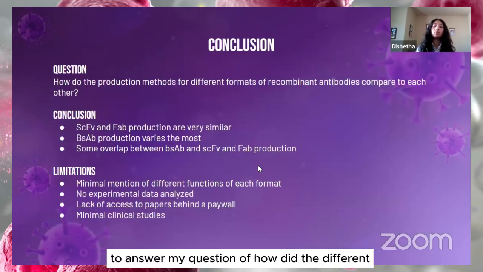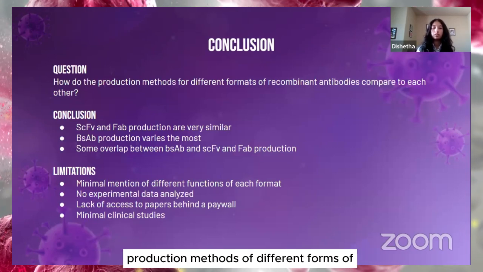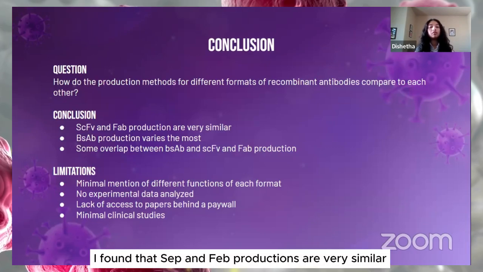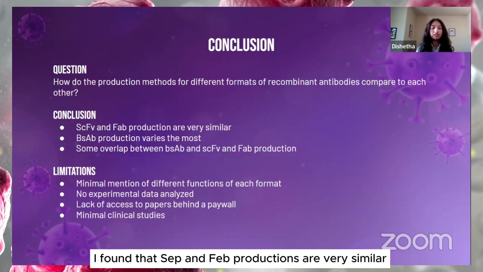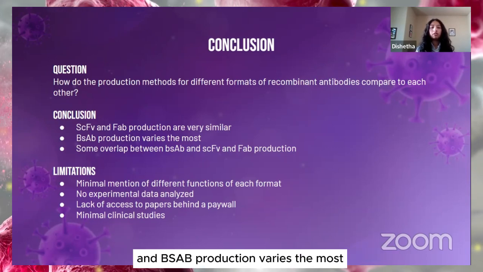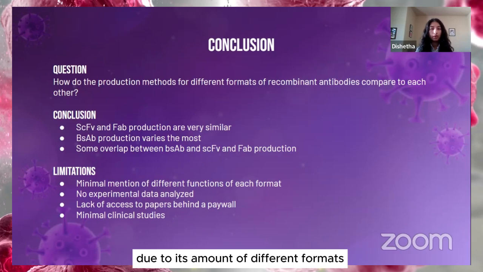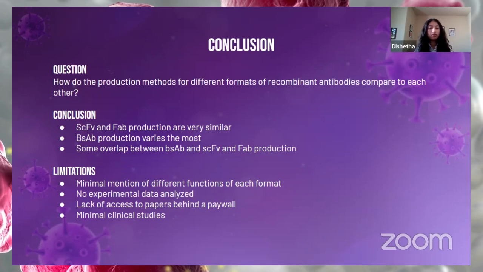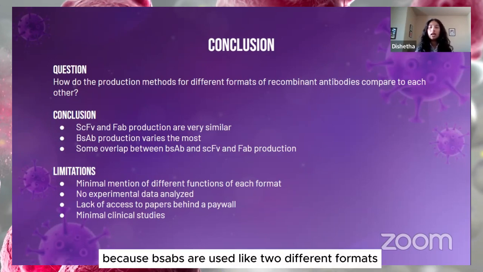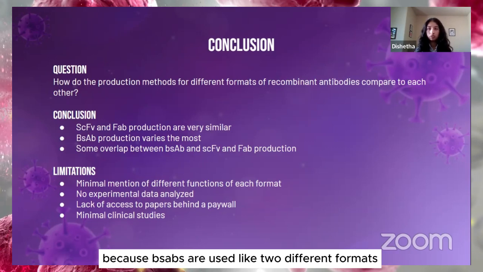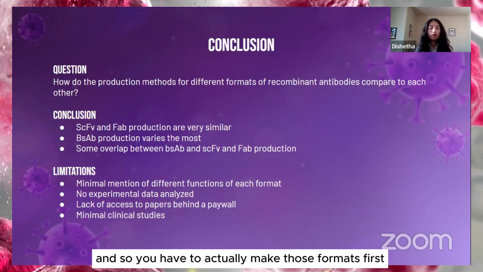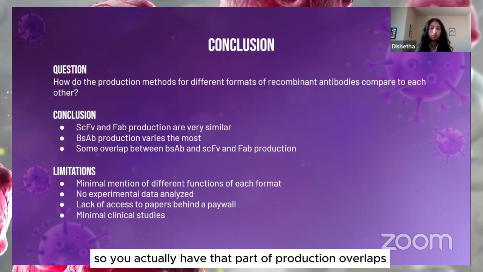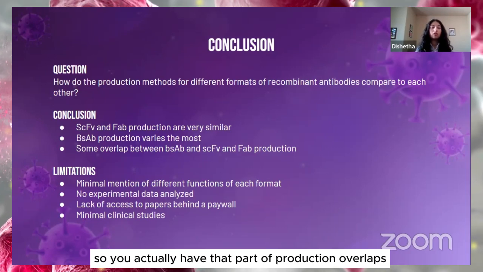So in conclusion, to answer my question of how the different production methods of different formats of recombinant antibodies compare to each other, I found that scFv and Fab productions are very similar, and BsAb production varies the most due to its amount of different formats. But there is still a lot of overlap between BsAb, scFvs, and Fabs, because BsAbs use two different formats, and so you have to actually make those formats first before you combine them. So that part of the production overlaps.